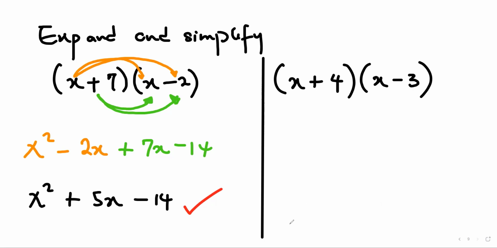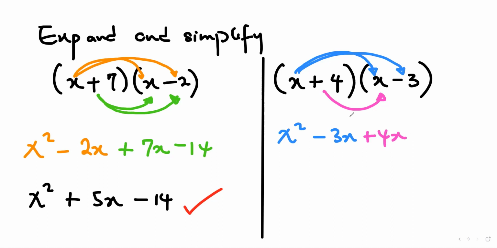And now we go to the one on the right. Again, we're going to expand this using the familiar method. So we say x times x. X squared. Good. And x times minus 3. Minus 3x. Good. And then we say plus 4 times x. Plus 4x. And then plus 4 times minus 3. Minus 12. Good. So we need to simplify this.